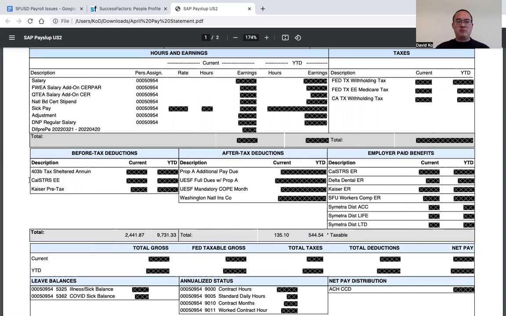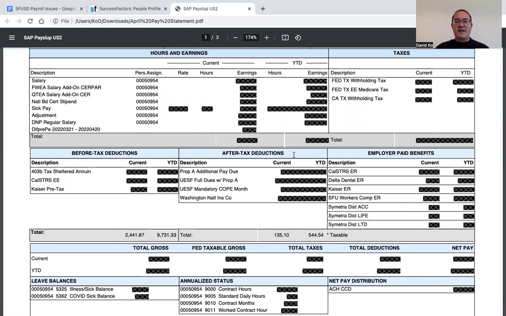CalSTRS is a mandatory deduction that goes to the California State Teachers' Retirement System. And for myself, I have a Kaiser pre-tax deduction that is going towards my and my wife's health insurance.